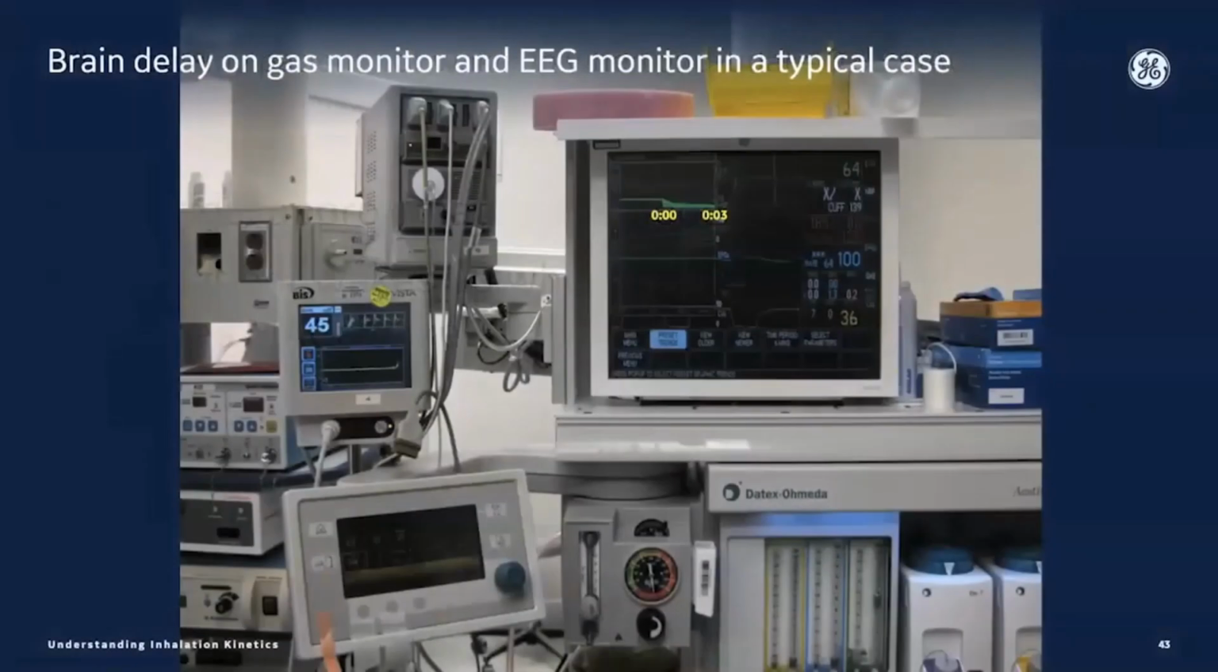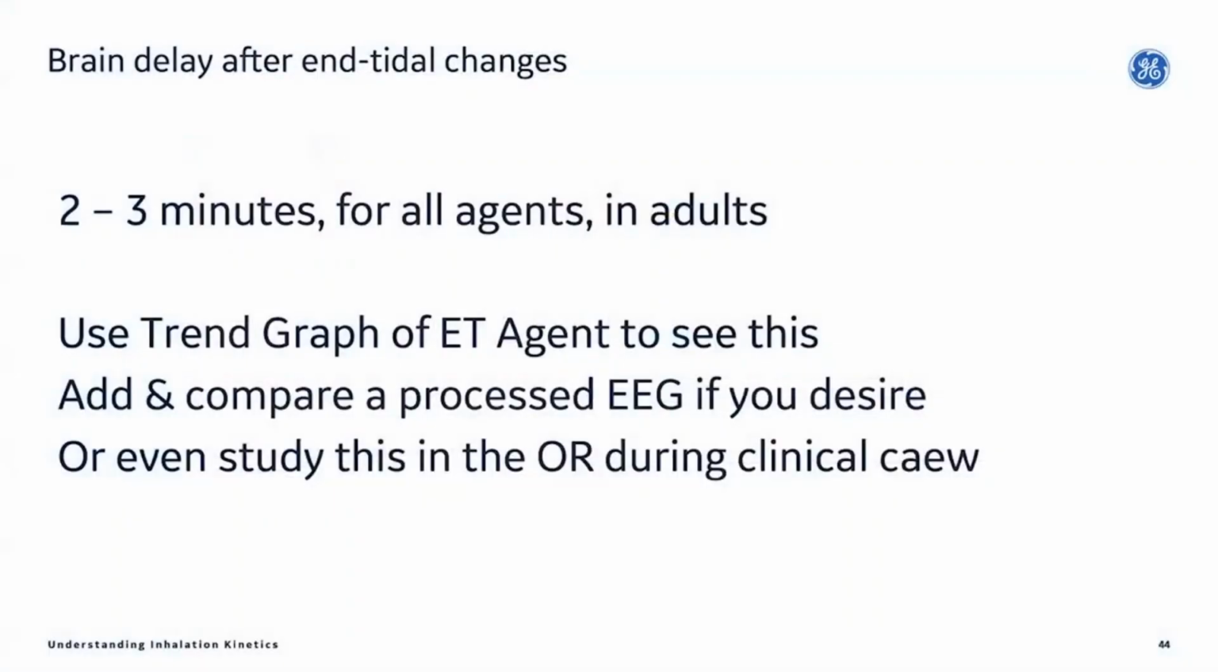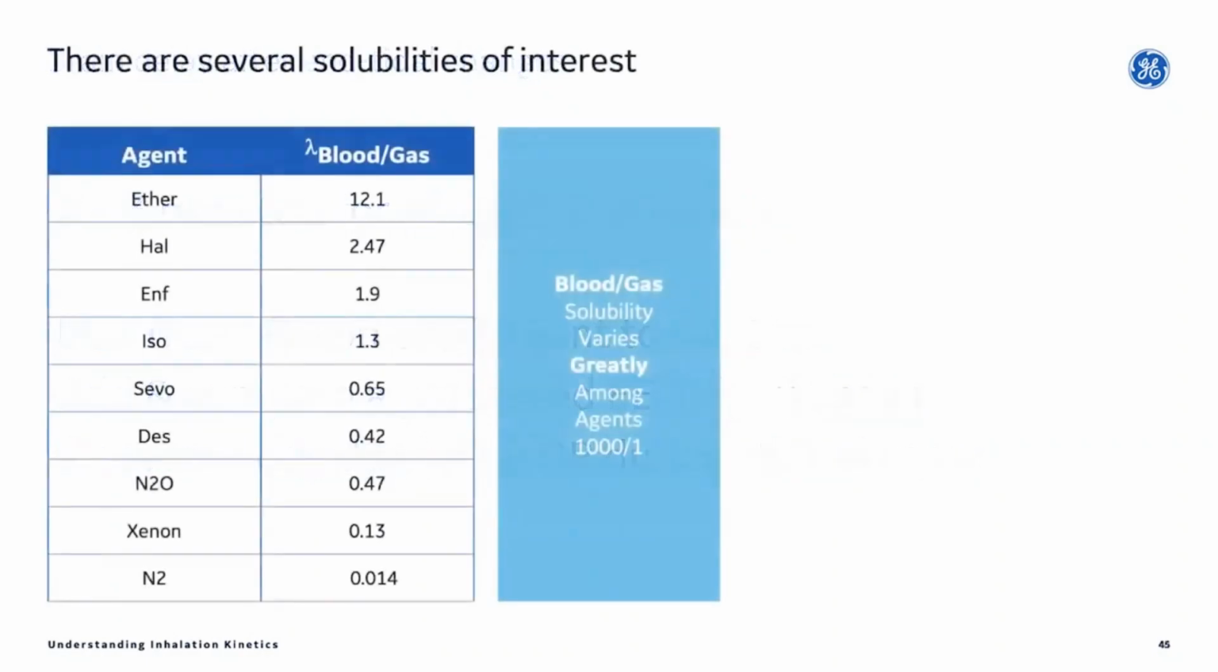If we look at that in an operating room, here we turned off the agent at this point, and approximately 3 minutes later, that's when the BIS or whatever other monitor we might have been using starts to rise. And very shortly thereafter, the patient opens his or her eyes and responds to command. The brain delay after these end tidal changes is about 2 or 3 minutes. And if we look at the trend graph, we see that, as I just showed you before.